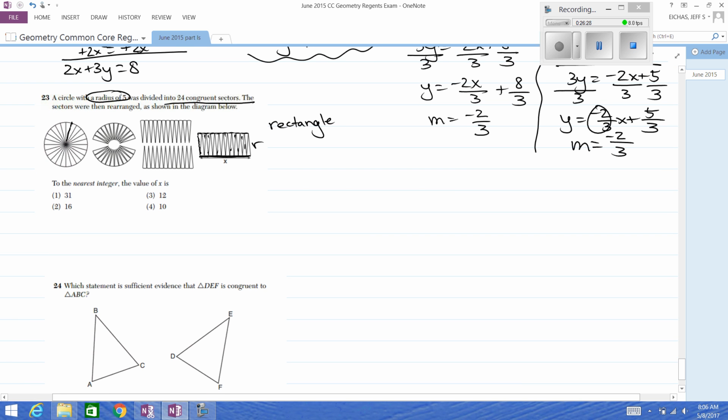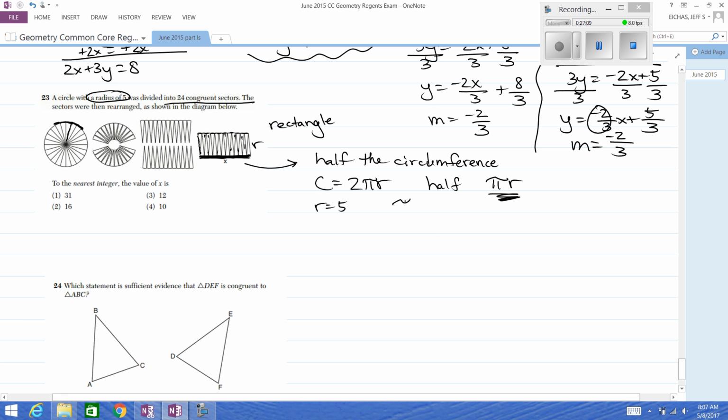How long is this? Well, basically it's half the circumference, because you've got all these little distances arranged this way, but it's only half of them. Half are pointing up, the other half are pointing down. So you've got half the circumference to make up this distance right here. The full circumference is 2 pi r, so half the circumference would be pi r. Now the radius in this case is 5, so what we're looking at is pi times 5.